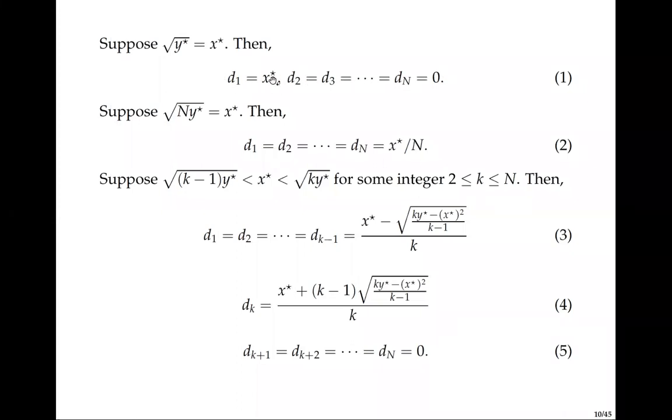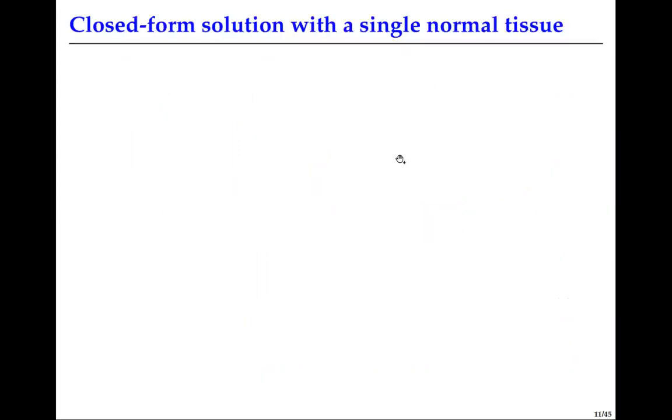This is what we are going to call a single dosage solution, where there is only one dose that is some positive number, let's say. All the other doses are actually 0. Versus when x star is square root n y star, all the doses are equal. We are going to call this an equal dosage solution.